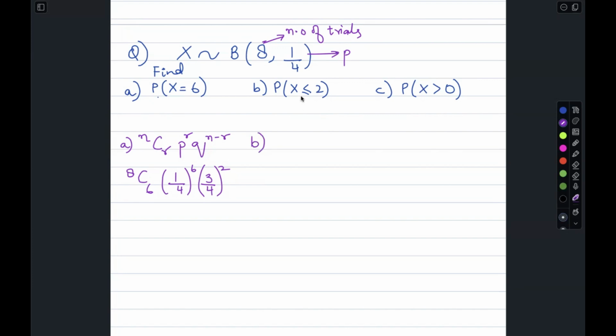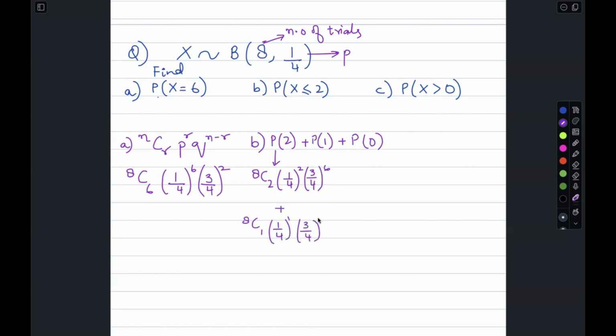In part B, it says find the probability that X is less than or equal to 2. In this case, we'll have to find the probability of 2, the probability of 1, and also the probability of 0, as less than or equal to 2 would mean all the possibilities for X less than or equal to 2. So to find the probability that X equals 2, we can write it as 8C2, 1 upon 4 to the power 2, and 3 upon 4 to the power 8 minus 2, which is 6, plus 8C1, 1 upon 4 to the power 1, 3 upon 4 to the power 7.